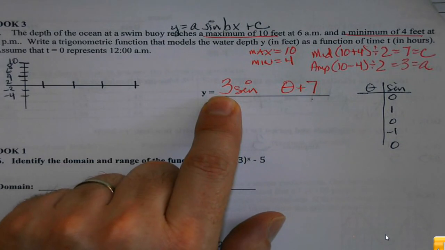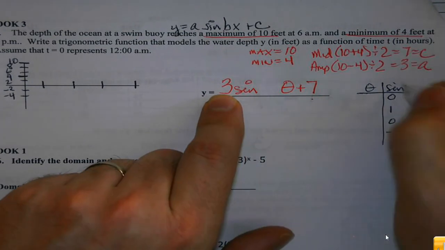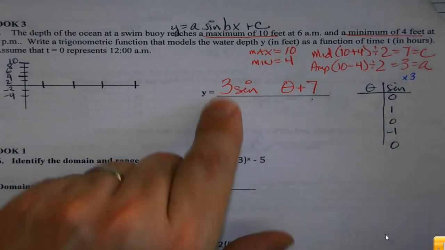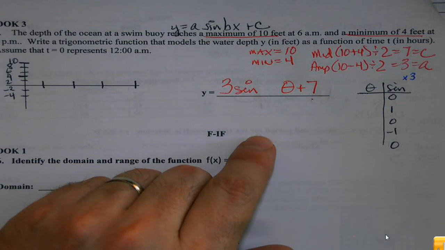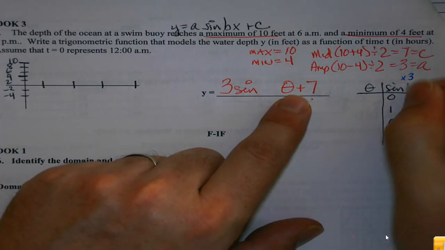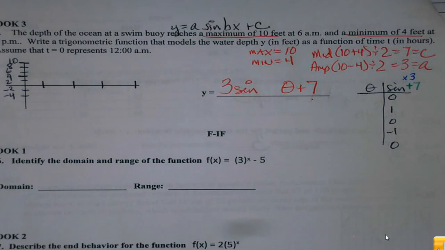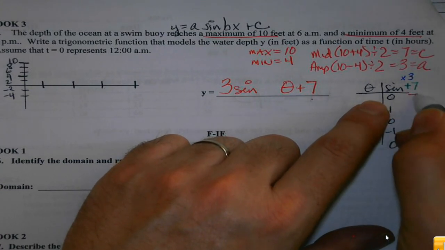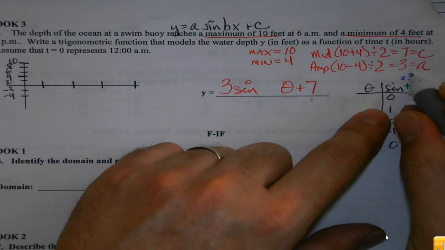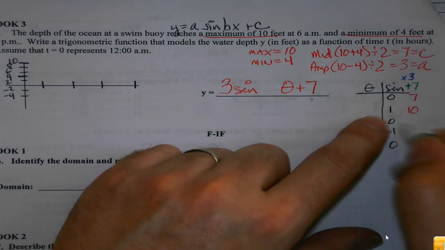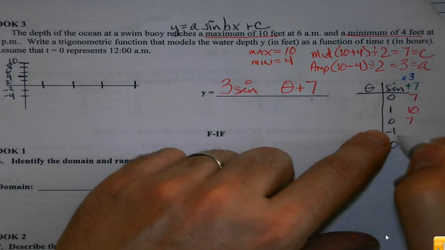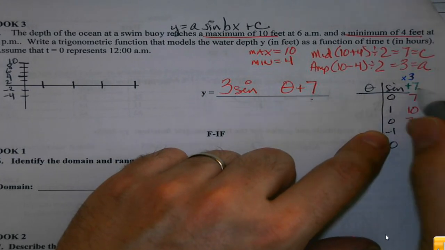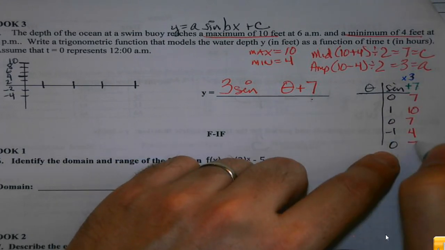I've got an amplitude, my 3, which I'm going to have to do first. So all of these, I'm going to multiply them by 3, but then, once I do that, I also need to add 7. I got to do both. So I start working through here, and I'm like, okay, so 0 times 3 is 0, plus 7 is 7. 1 times 3 is 3, plus 7 is 10. Negative 1 times 3 is negative 3, plus 7 is 4. And then back to 7.